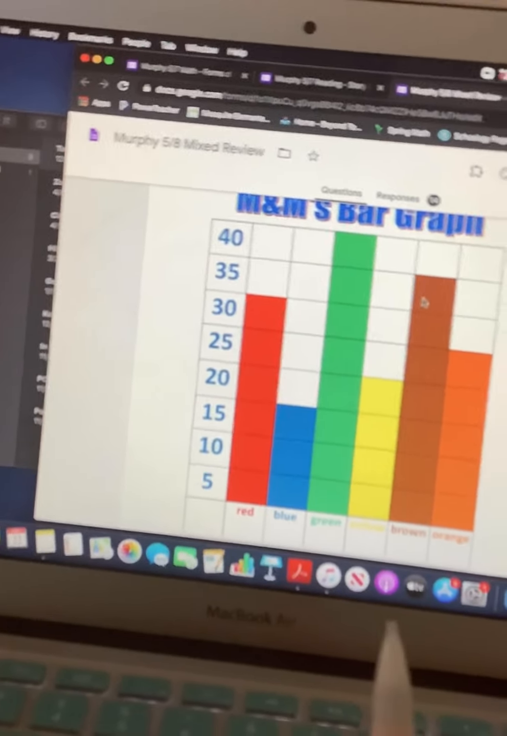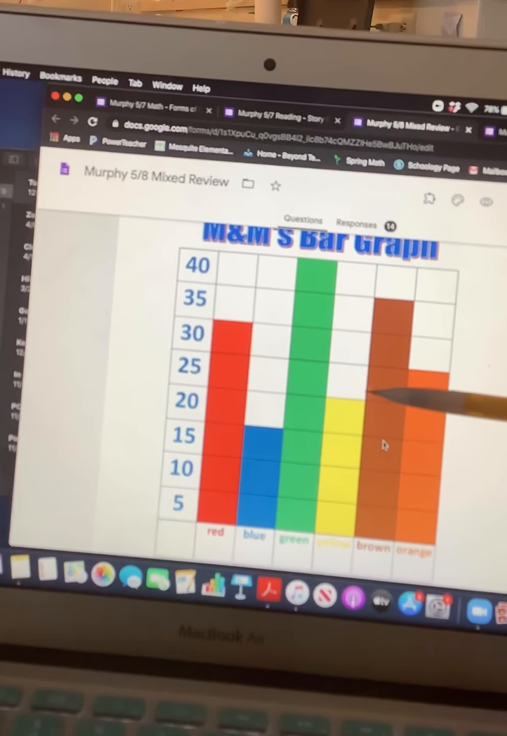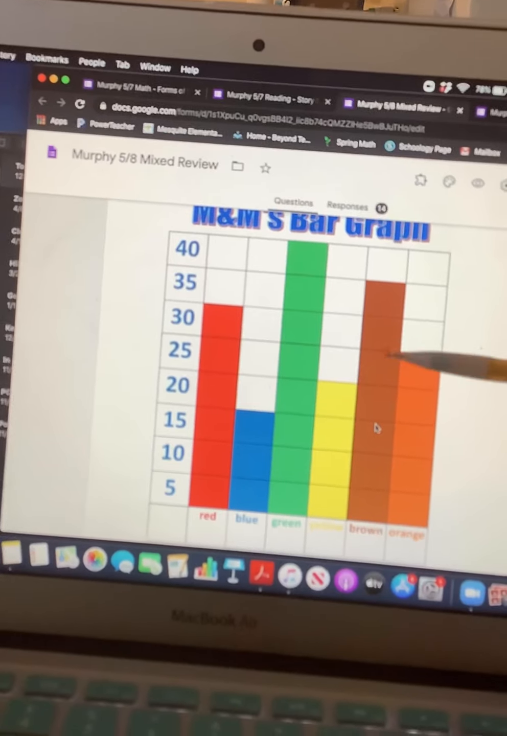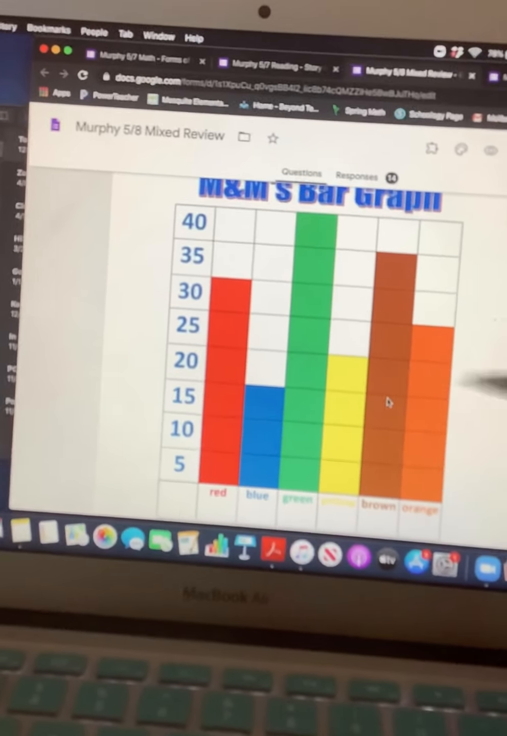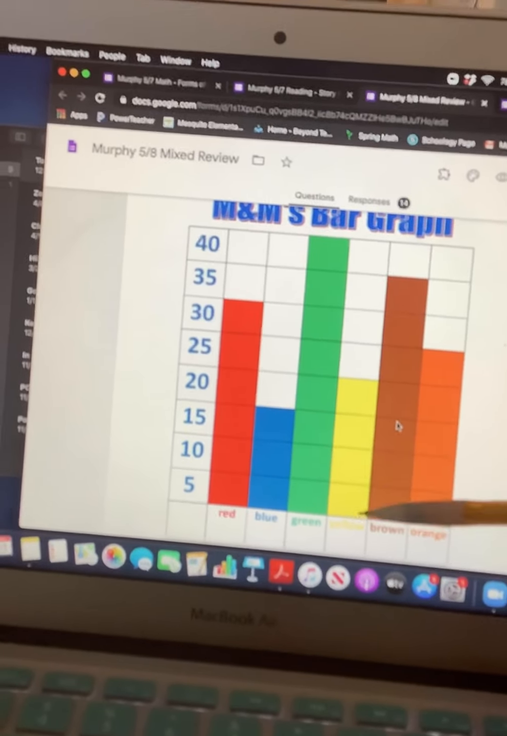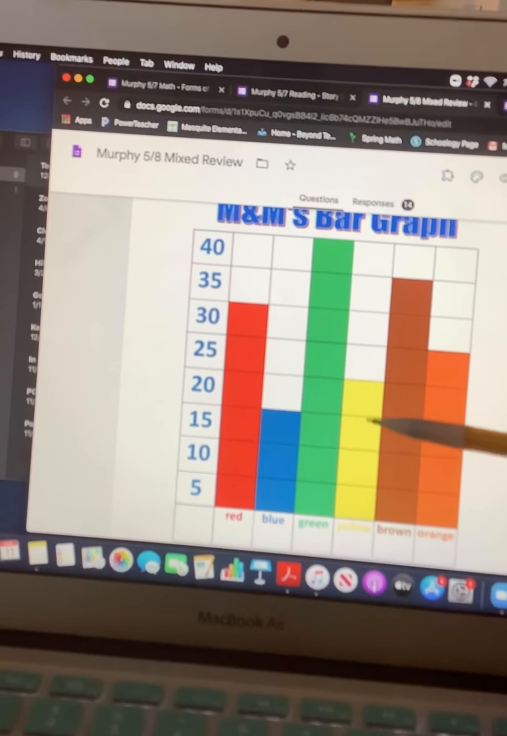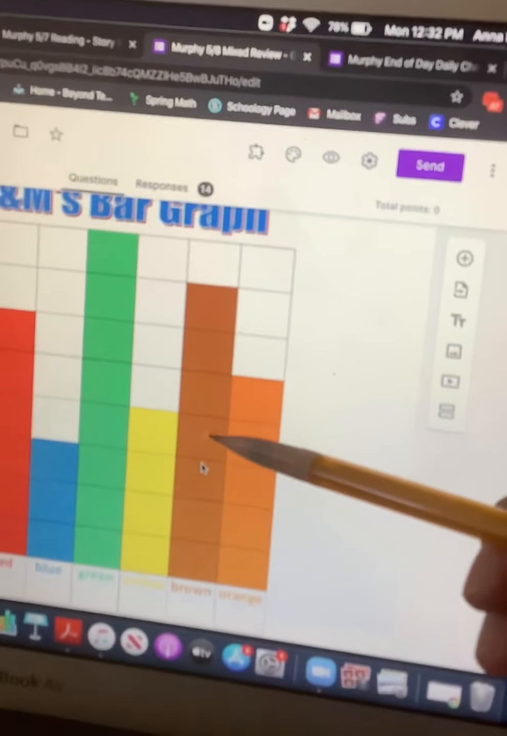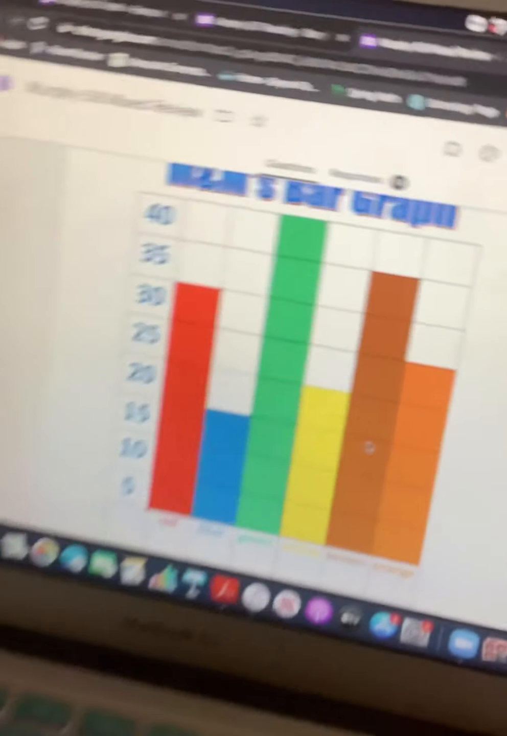So how many fewer? Let's see. We're trying to find the difference between the yellow and the brown. Difference means we subtract. So what I'm going to do is I'm just going to write down how many each one has. So yellow has 5, 10, 15, 20 votes. So I'm going to come over to my scratch piece of paper, write 20. Our brown one has 5, 10, 15, 20, 25, 30, 35.